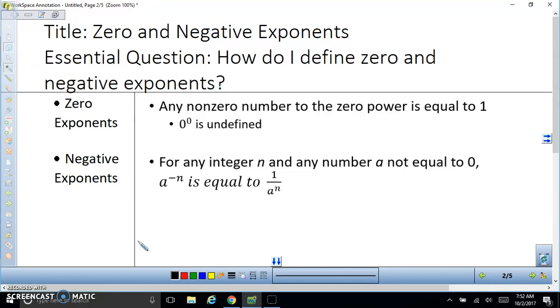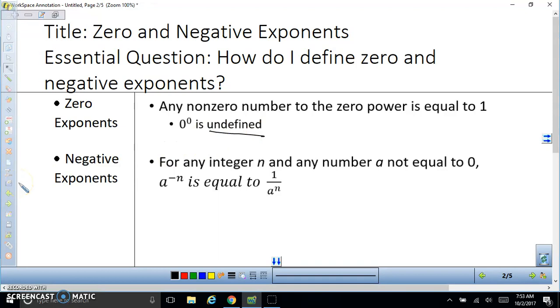The first thing about zero exponents, and we learned this in our pattern today, is that any non-zero number, so 1, 2, 3, 4, 5, 6, 7, 8, to the zero power is equal to 1. By the way, 0 to the 0 is undefined.